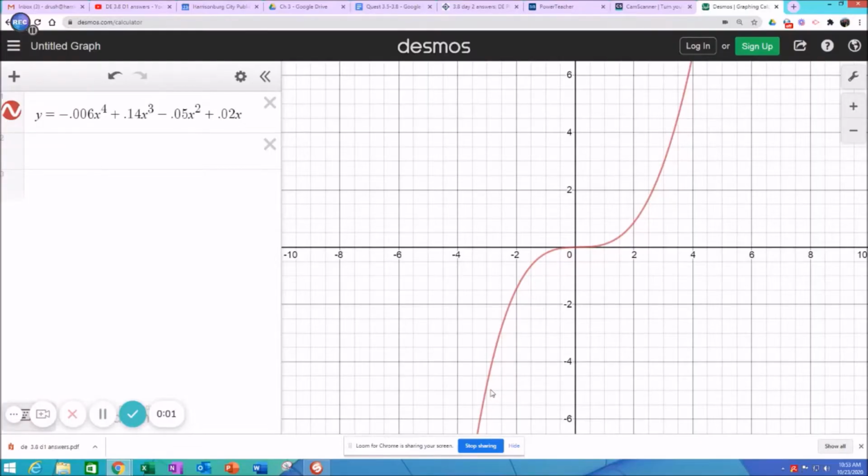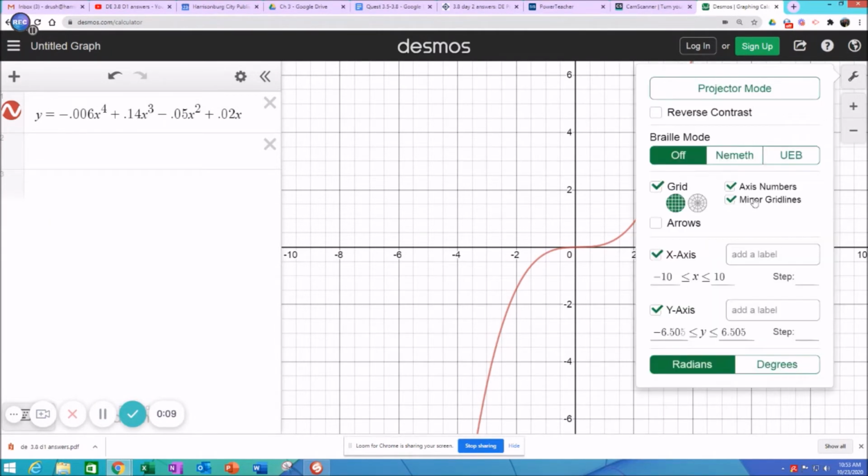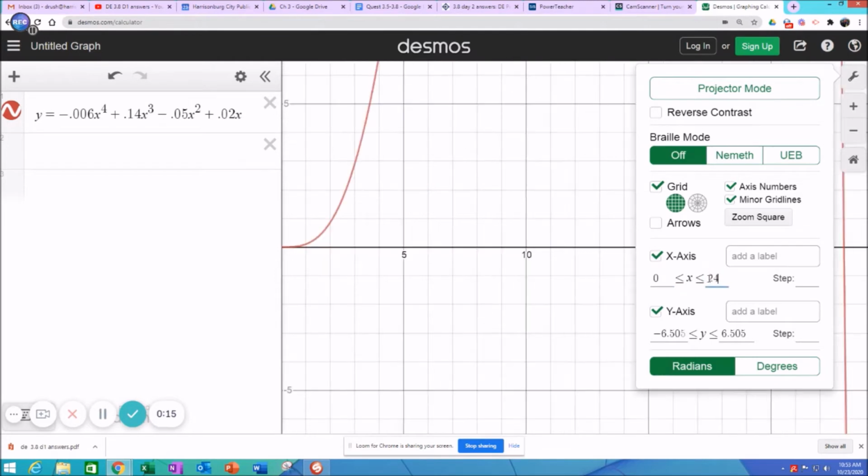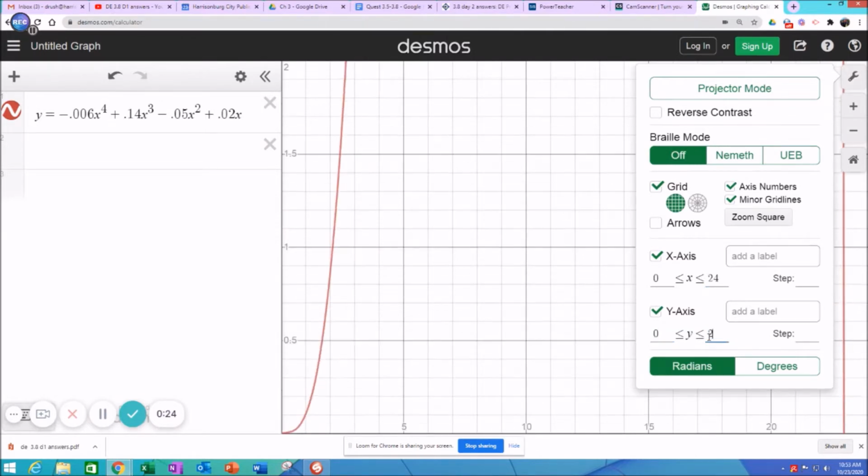Okay, so this is number 62. You can see I typed in the equation here. This is how you change the window. So if you go to the little toolbar there, we want our x's to be between 0 and 24. So we can put a 0 and 24 here. And the y-axis we want to be between 0 and 200. So we can type in 0 and 200 here. And this is what that graph looks like then.